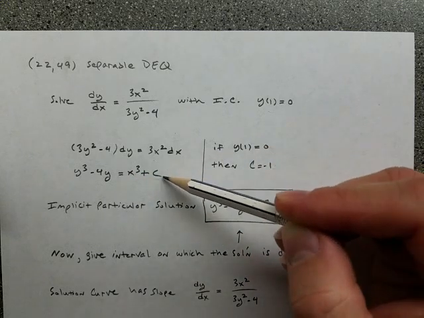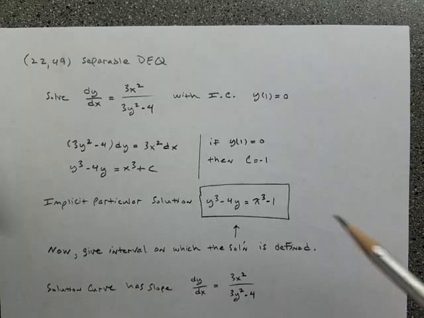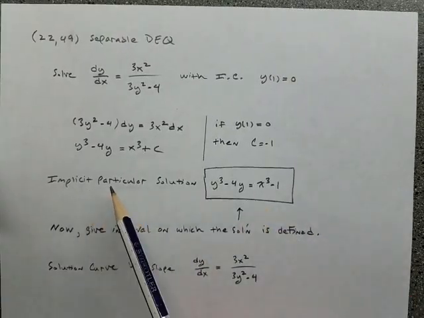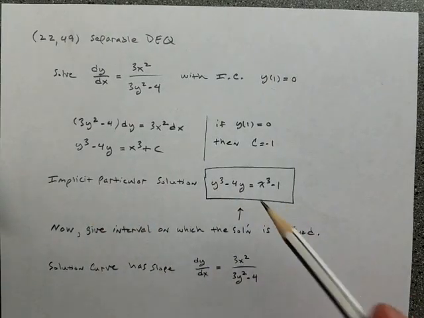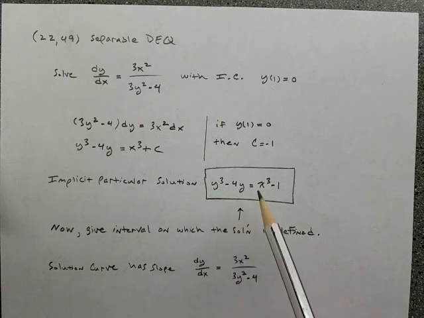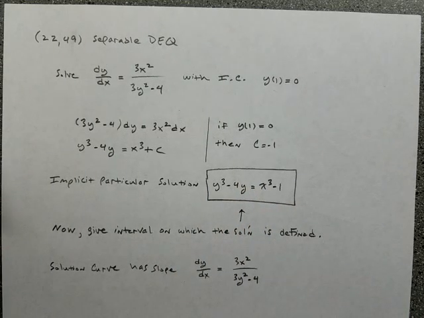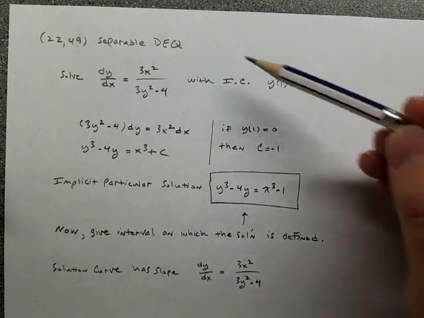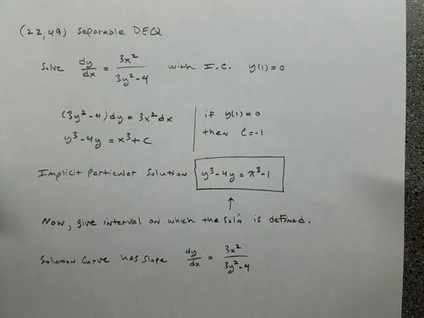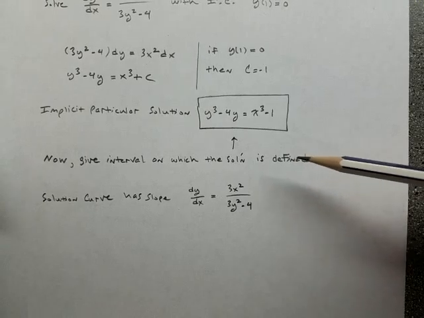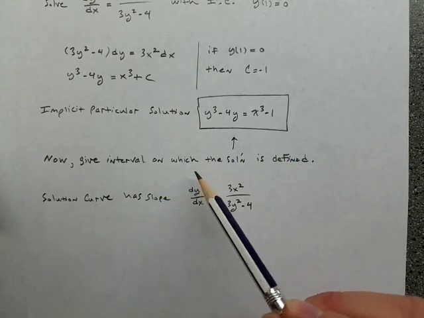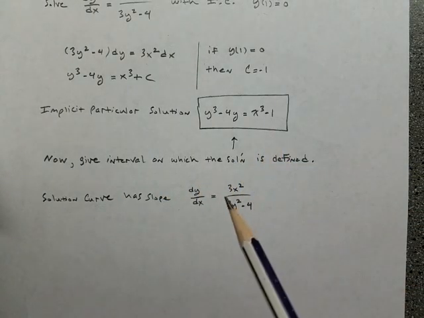You'll get that the constant is -1, and so you'll get an implicit particular solution. It's implicit because I haven't explicitly expressed it to be y as a function of x. Okay, that part with 22, that's not so hard to do. What's a little bit hard to think about is to give the interval on which the solution is defined.